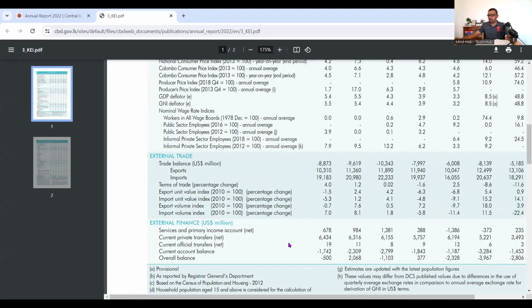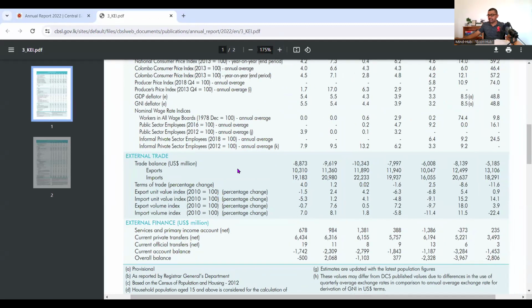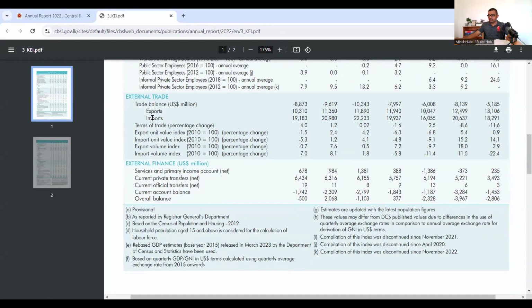I'll zoom in a bit more. You guys will see external trade. Yes or no? Right. This part, external trade. Can you see export unit value index? Central bank doesn't call it the export price index. They like to call it the export unit value index. What is the base here? Export unit value index, import unit value index.